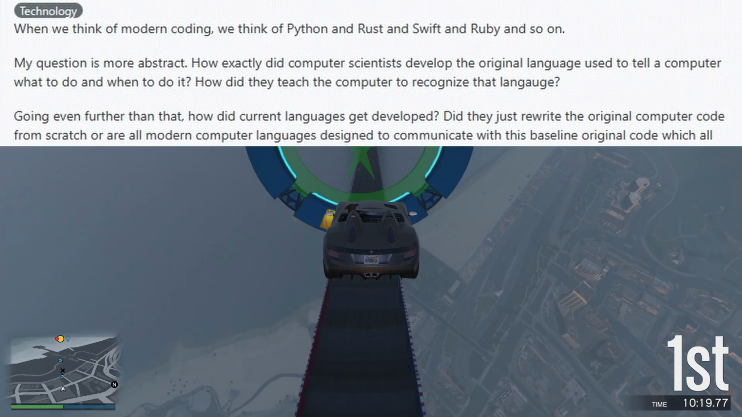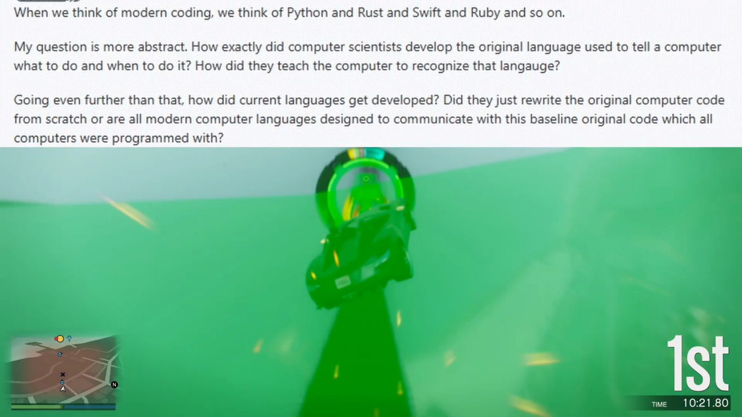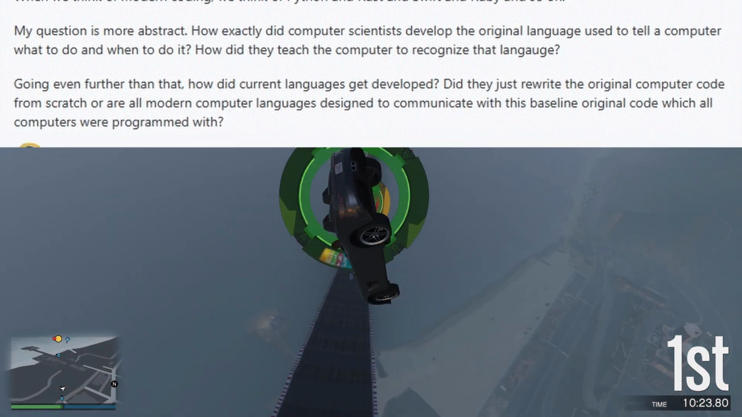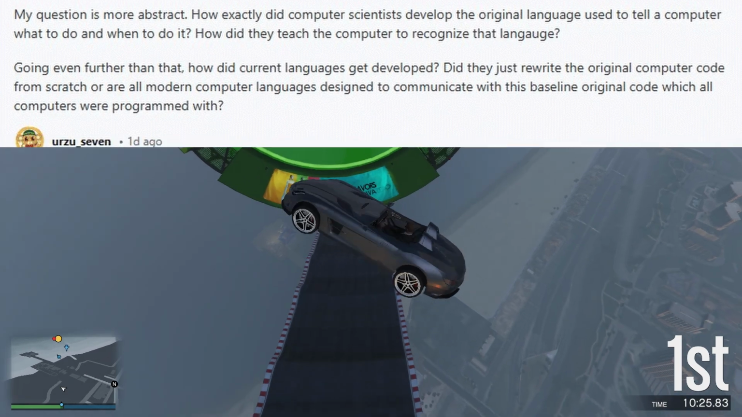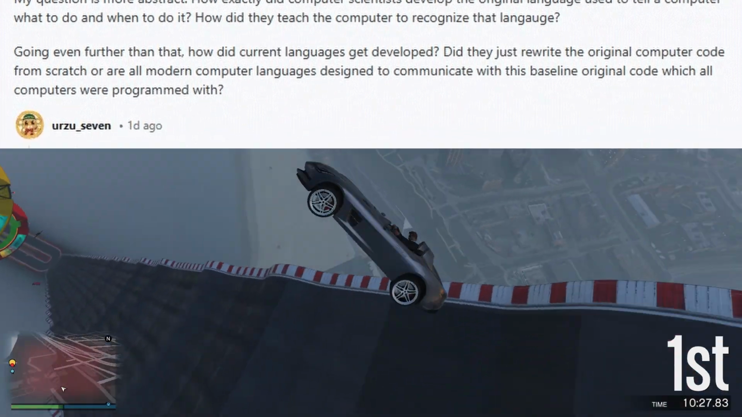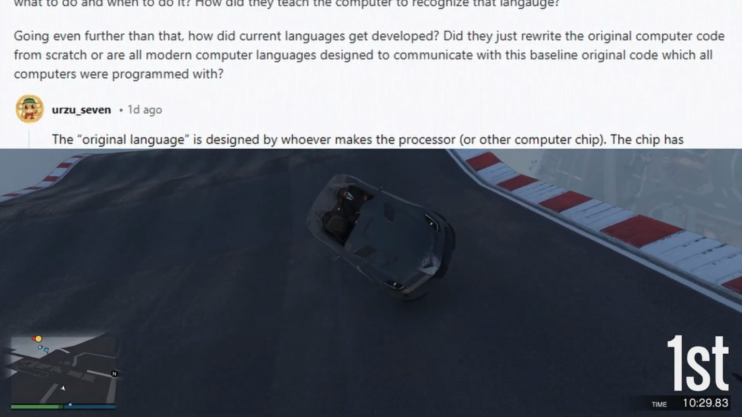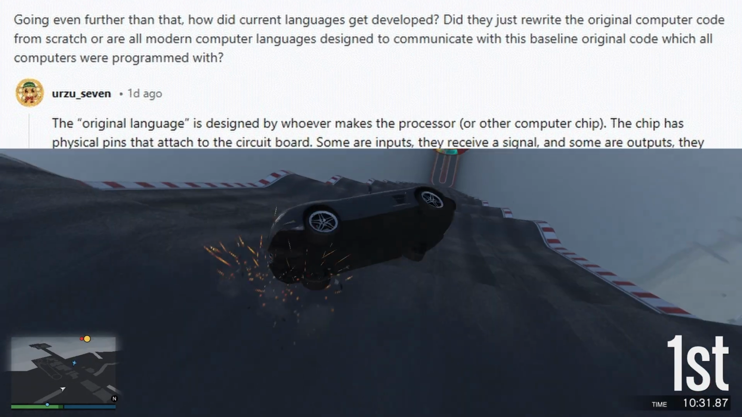Going even further than that, how did current languages get developed? Did they just rewrite the original computer code from scratch, or are all modern computer languages designed to communicate with this baseline original code which all computers were programmed with?